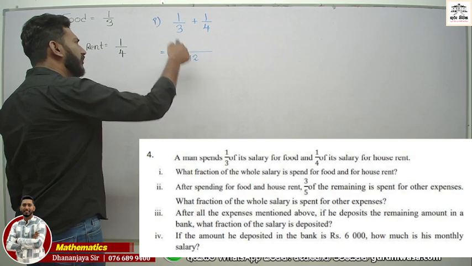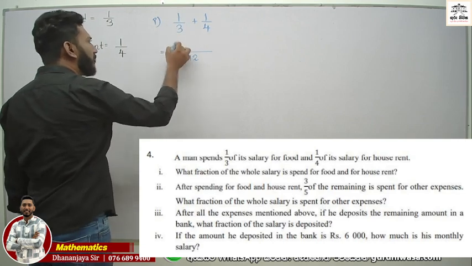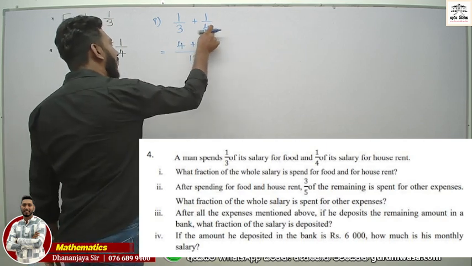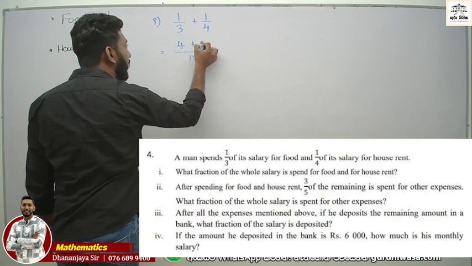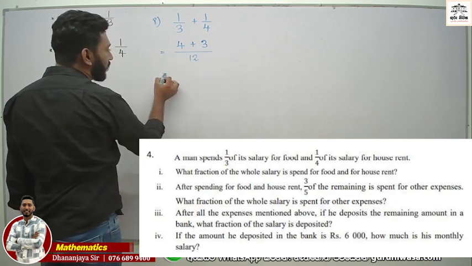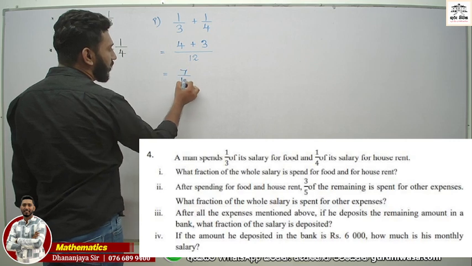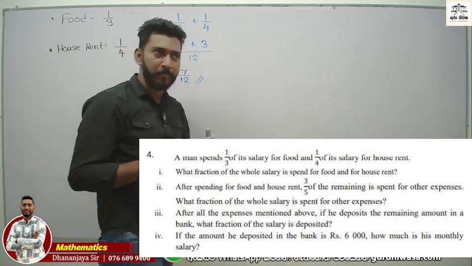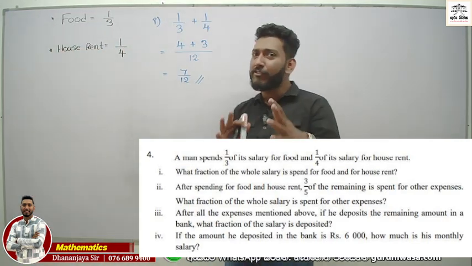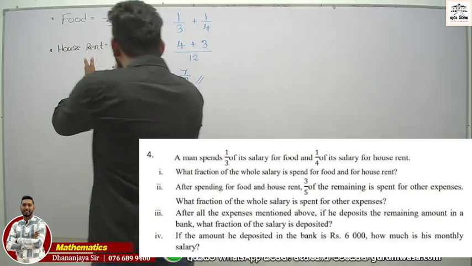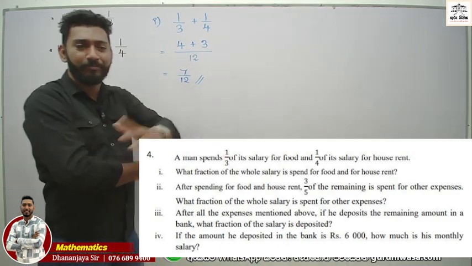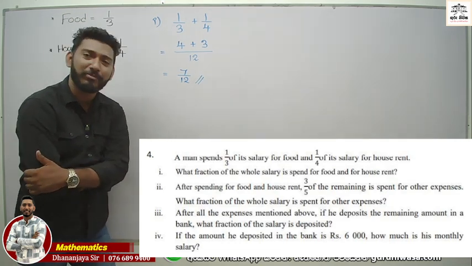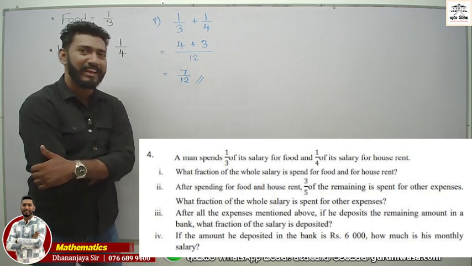Now 12 becomes 3 times 4. Then 4 times 1 becomes 4. Plus 12 becomes 4 times 3. Therefore 3 times 1 is 3. Now the answer is 7/12. This is the sum of these two expenses. Now my question: after these two expenses, what is the remaining portion? 5/12. Did you understand?